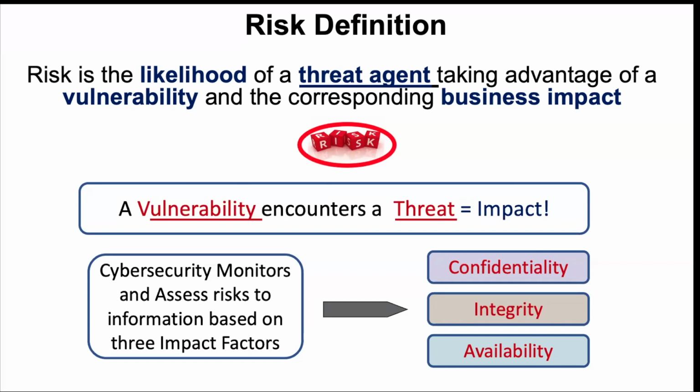But understanding the confidentiality, integrity, availability of the information, that's what separates cybersecurity from network security. Network security, yes, I'm trying to protect my network. Cybersecurity, I'm trying to protect my information that resides on that network. Big difference. So when you're doing a risk assessment, you are assessing the risk to information based on these three factors: confidentiality, integrity, availability.